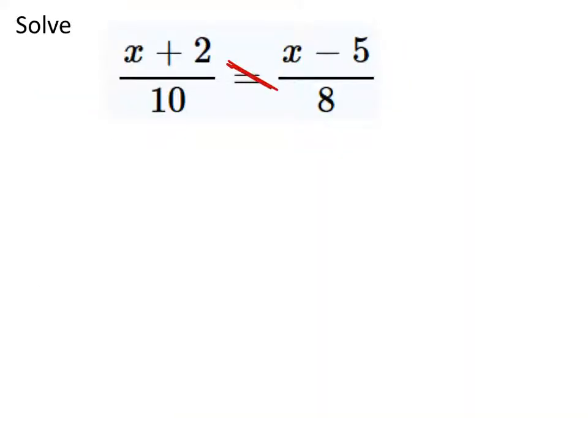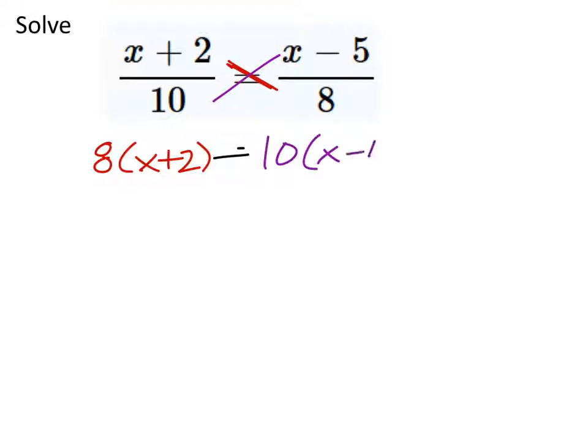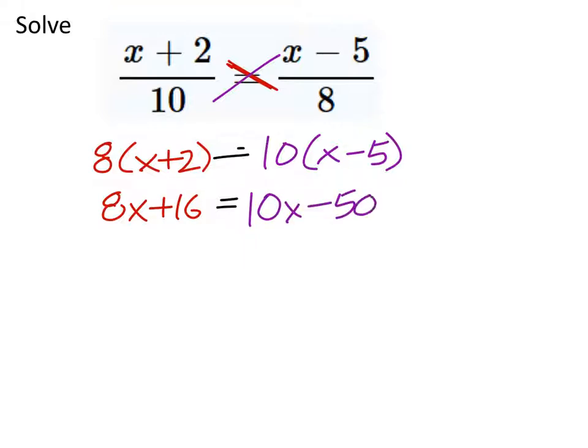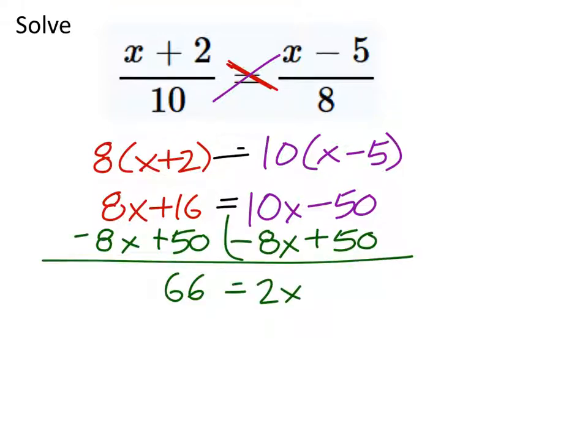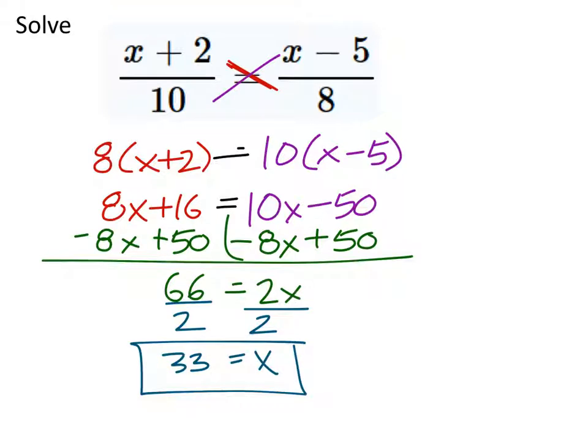So on this one, I've got 8 times x plus 2, and this should equal 10 times the x minus 5. And distributing, I've got 8x plus 16 equals 10x minus 50. And for me, I'm going to put the x's on the right, just so I don't get any negative x's. And so I'll subtract 8x from both sides and add 50 to both sides. And then finally, divide both sides by 2, and x is 33. And you guys said you checked it, so it's good.